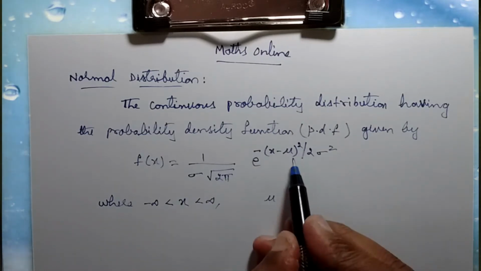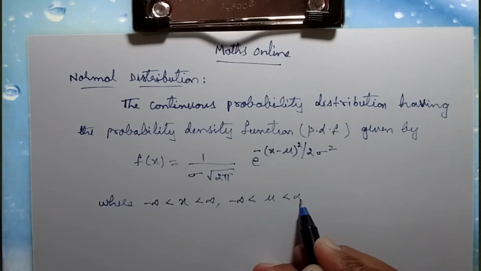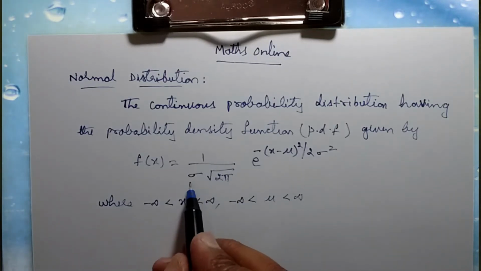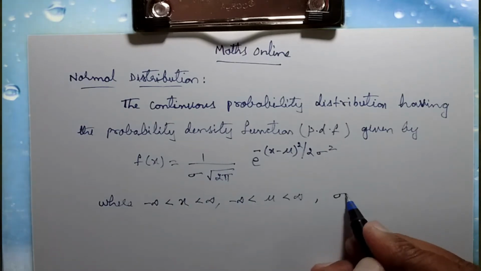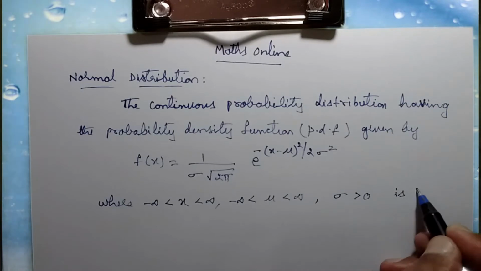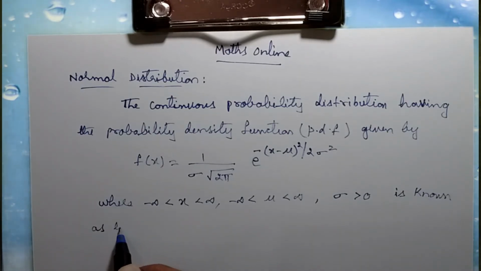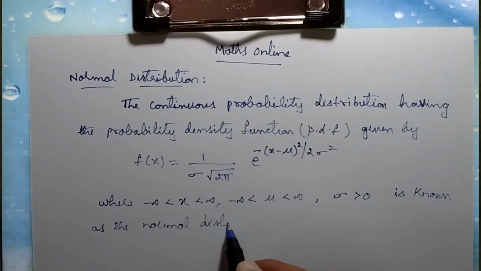The value of mean mu is also ranging from minus infinity to plus infinity, and the standard deviation sigma is a positive value, is known as the normal distribution.